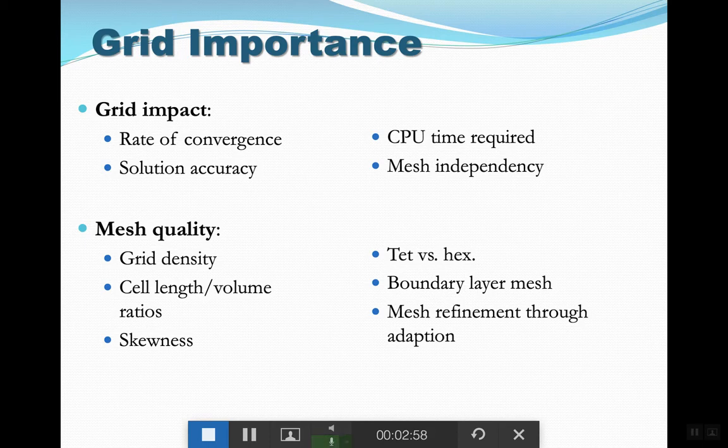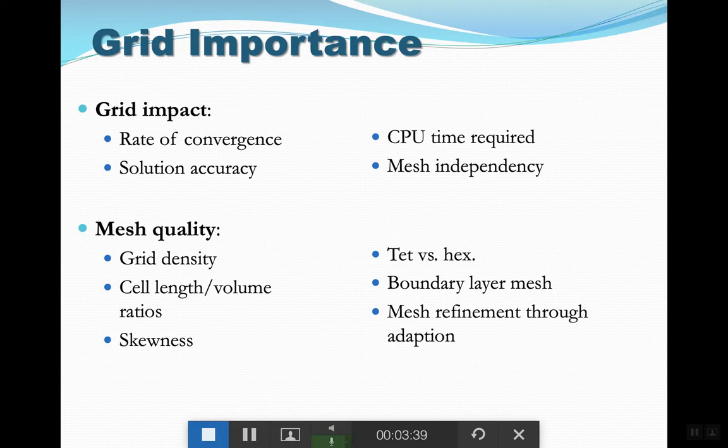It will also impact your mesh independency, which is actually a new concept. Whatever mesh we generate on our geometry has to be in a way that your solution is independent of the mesh. Meaning, if I have a mesh and I'm performing a simulation and I get some results, if I change the size of my mesh or the type of my mesh or the configuration of my mesh, my results should not change.